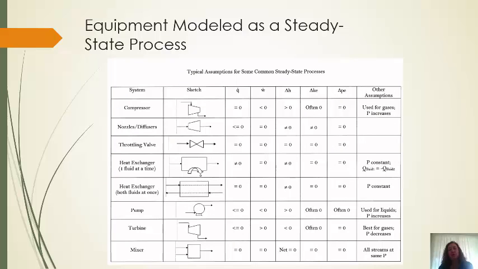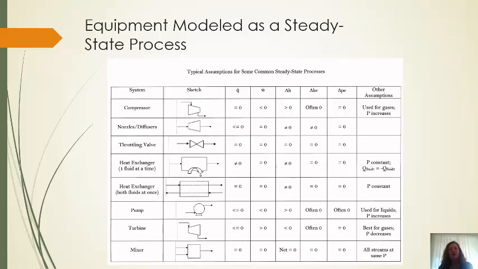Now, in the course learning management system, we have a copy of this handout so that you can print it and make it more legible if that will help you. But basically, the types of systems that we usually look at are going to involve things like compressors, nozzles, throttling valves, heat exchangers, pumps, turbines, and mixers. Those are the most common units. So let's look at these and what the standard assumptions should be.